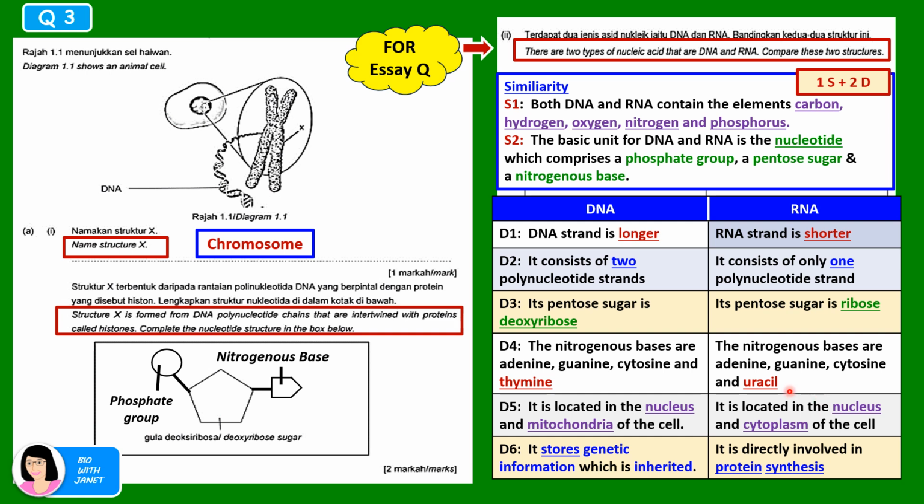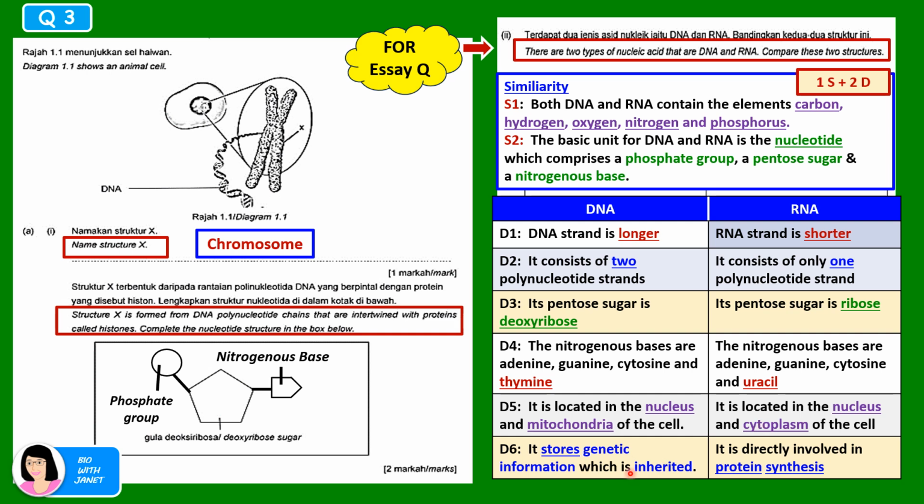Number 4, the nitrogenous bases in DNA are adenine, guanine, cytosine, and thymine, but the nitrogenous bases in RNA are adenine, guanine, cytosine, and uracil. Number 5, this is on the location. DNA is located in the nucleus and mitochondria of the cell, but mainly in the nucleus. Whereas RNA is located in the nucleus, but it will come out of the nucleus and go into the cytoplasm to carry out its function. So mainly in the cytoplasm, right?